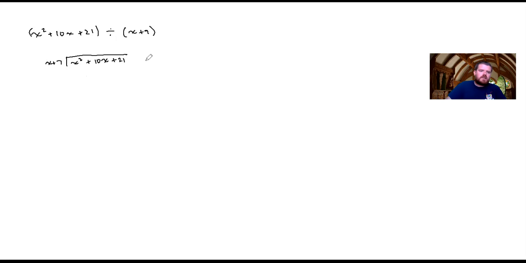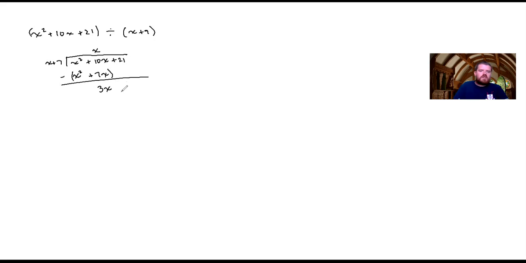So what you'll do is you'll take this x squared and you're going to divide it by x. Using our rules of exponents, that tells me that that would be x. So that's the first step. Then we're going to take this x and we're going to multiply it back here. So x times x gives me x squared, and I'll write it below. X times 7 gives me 7x, I'll write it below. And we're going to subtract that from the top. So x squared minus x squared cancels out. 10x minus 7x gives me 3x.